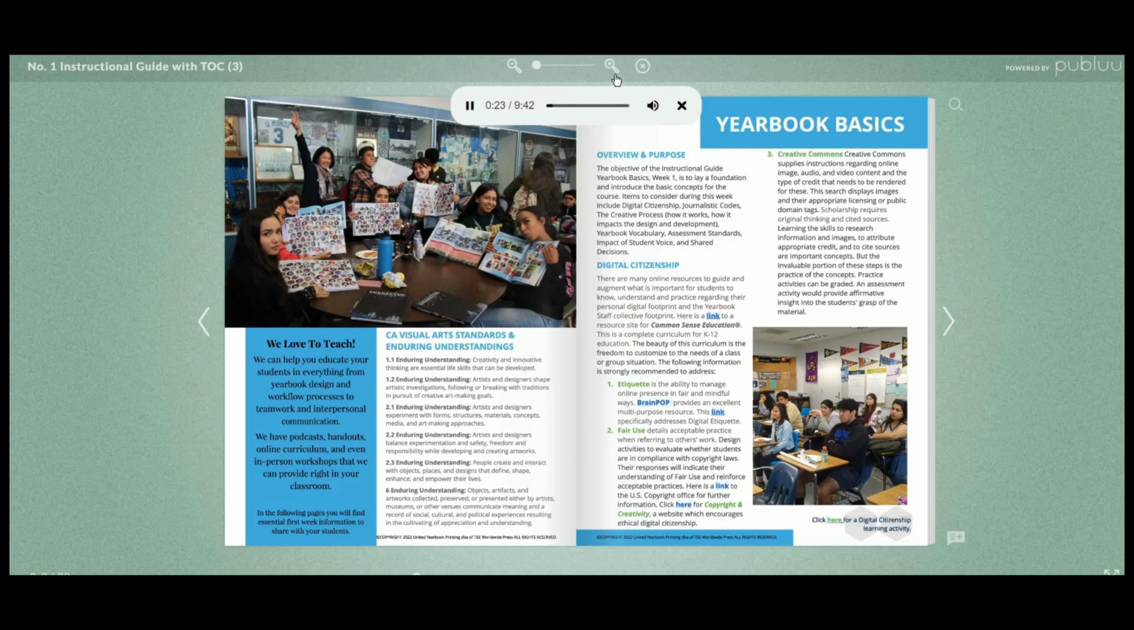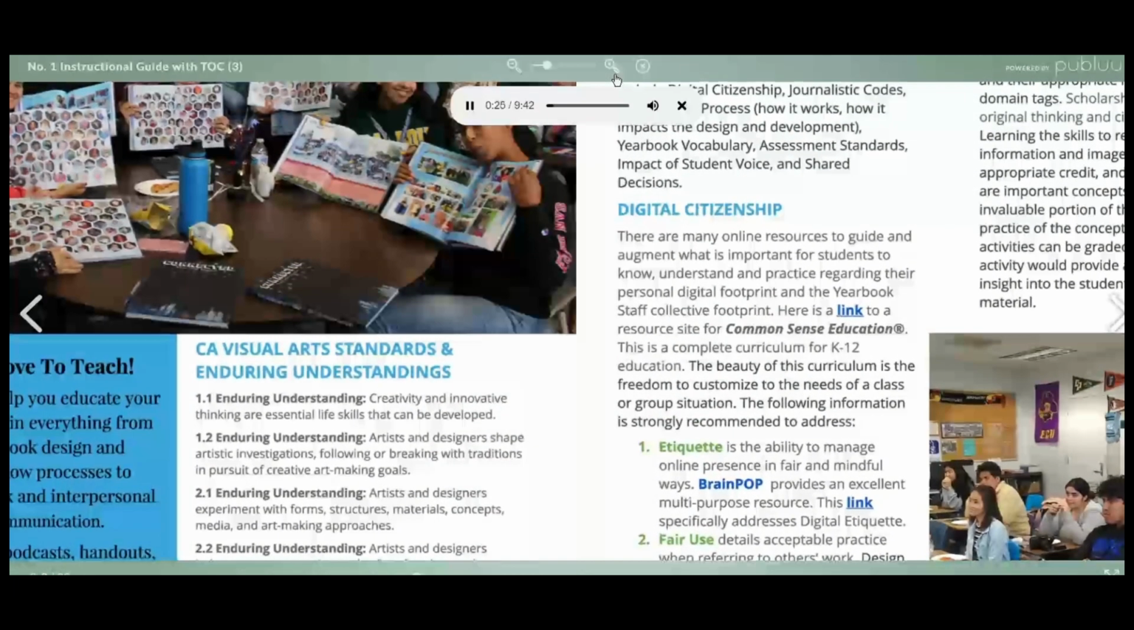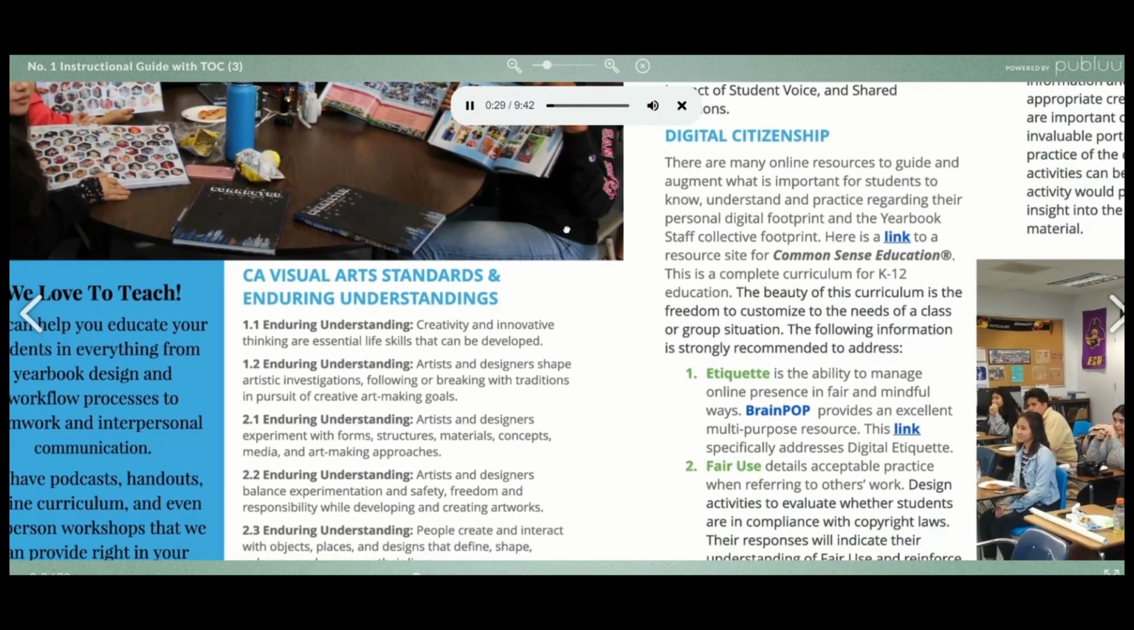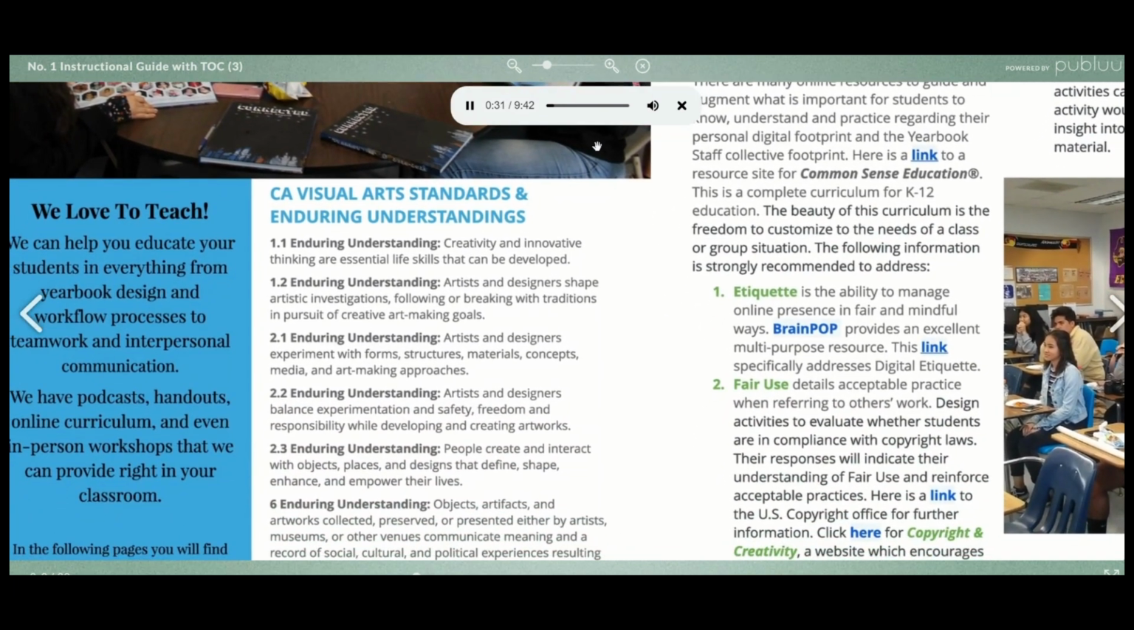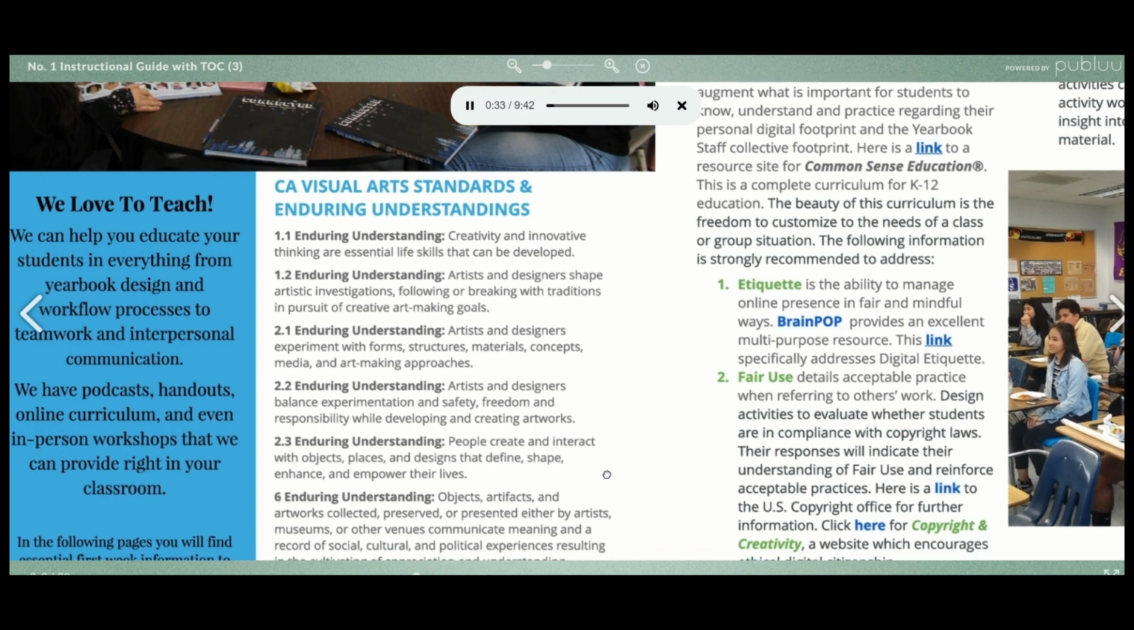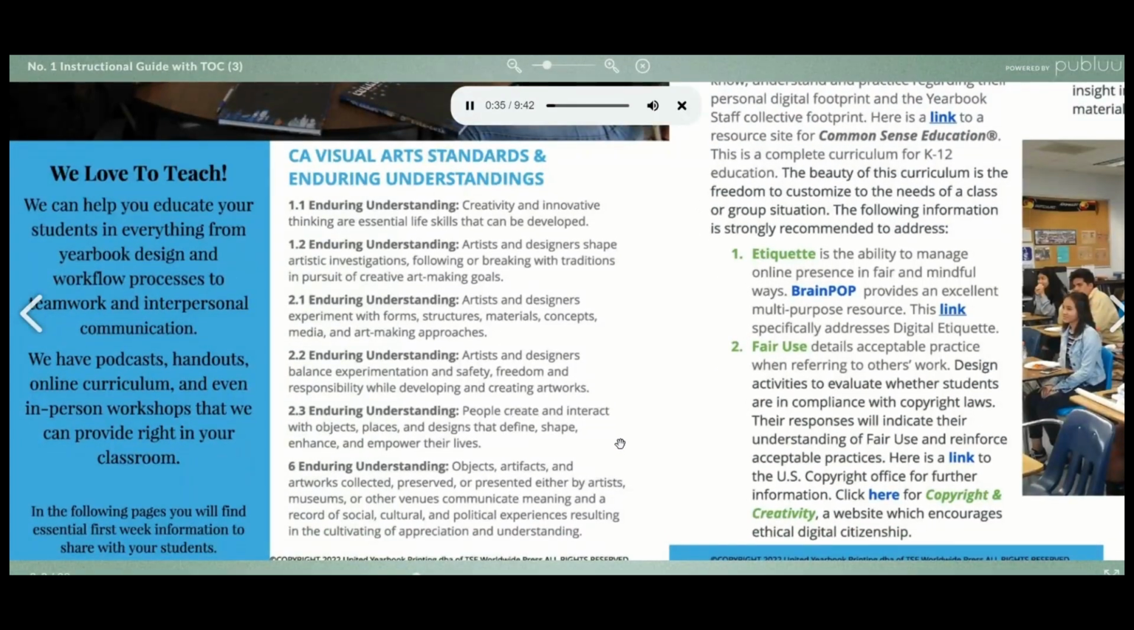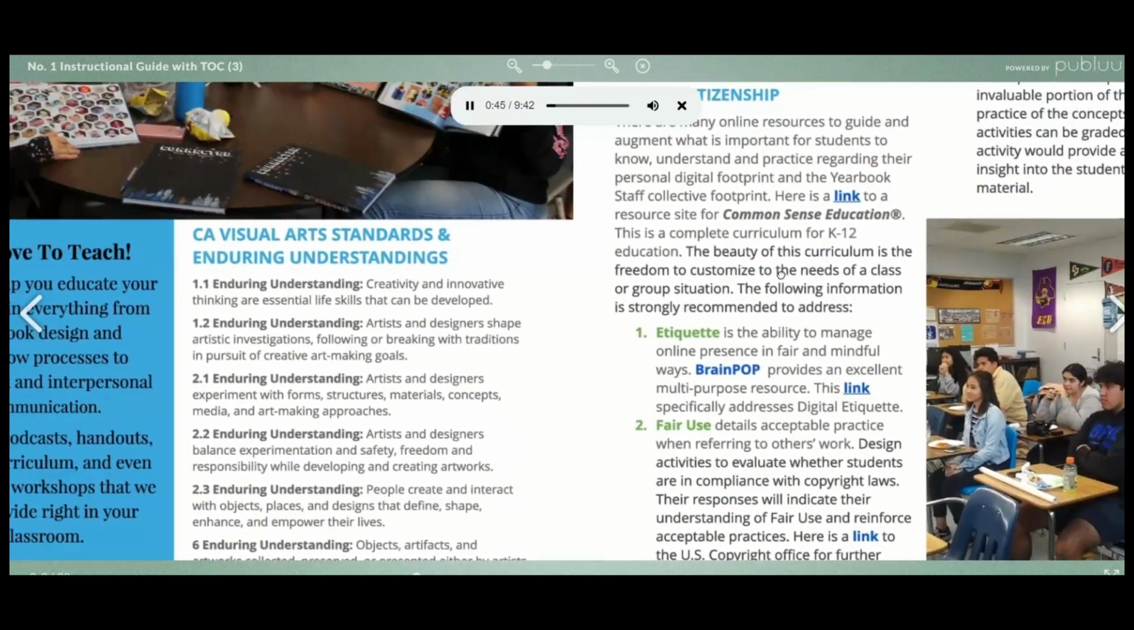As I mentioned before, all the information we are sharing with you is research-based and has been field tested by advisors in their classrooms. It is also linked to California Visual Arts Standards and Enduring Understandings. This is especially important when communicating the value of this resource to your administration. You may find it essential to communicate a few of these topics to your students during the first few weeks.